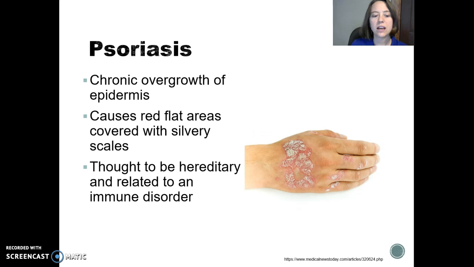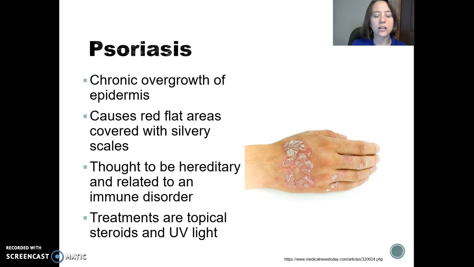It is thought to be a hereditary disorder and related to an immune disorder. So we're not very sure about preventing it, but psoriasis is treated with topical steroids and ultraviolet light.